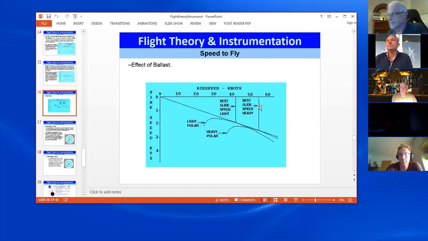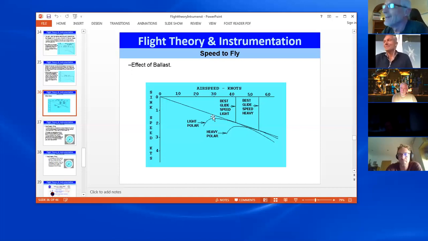I always fly near the top. I just get wings where I'm within a few kilos of the top of the weight range. It doesn't seem to stop me going up. Okay, all right, thank you.